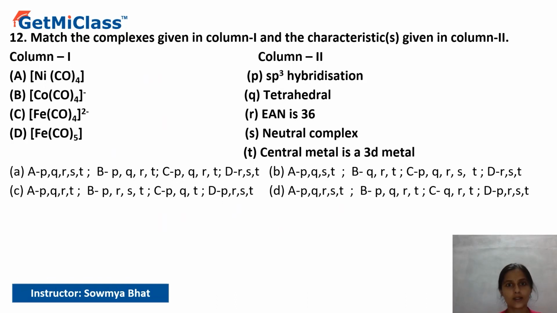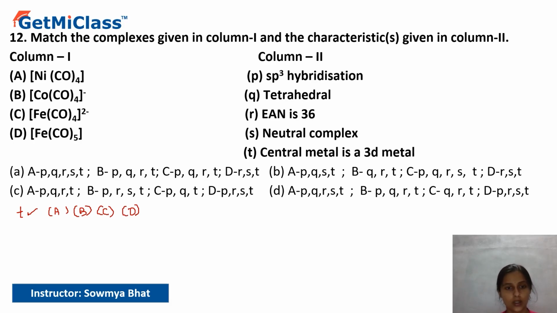Match the complexes given in column 1 with their characteristics given in column 2. If you observe column 1, all the complexes have a d-block element, that is, the central metal is a 3d metal. So option T holds good for all of A, B, C, D. Now consider the rest of the options.